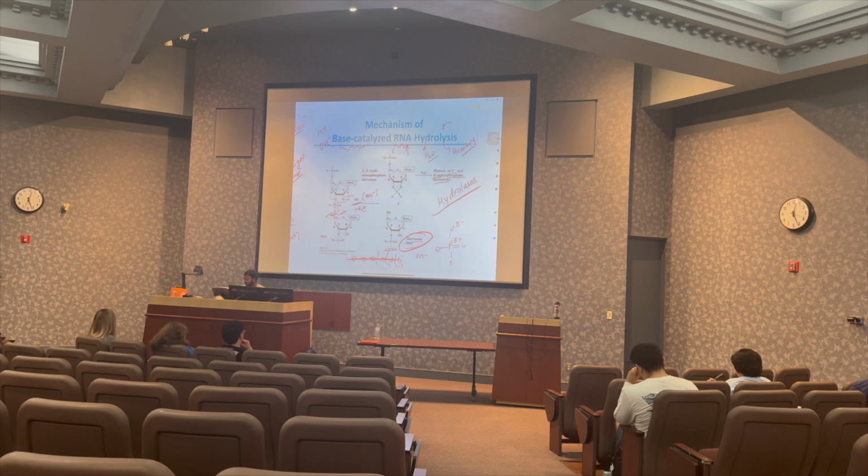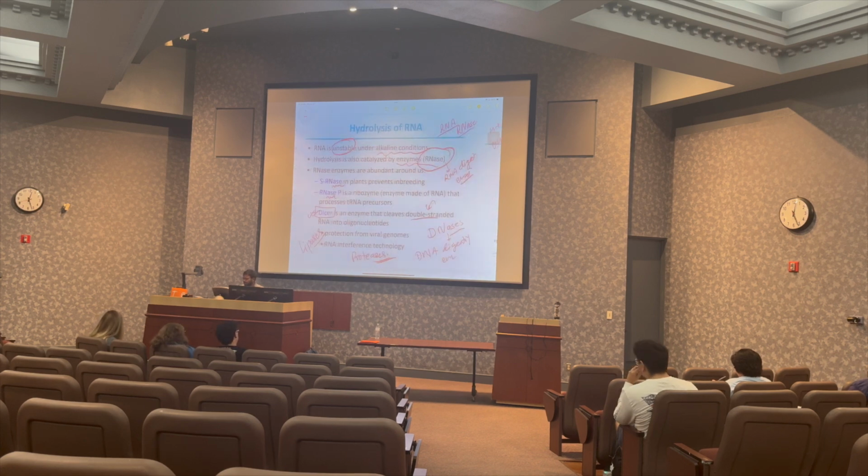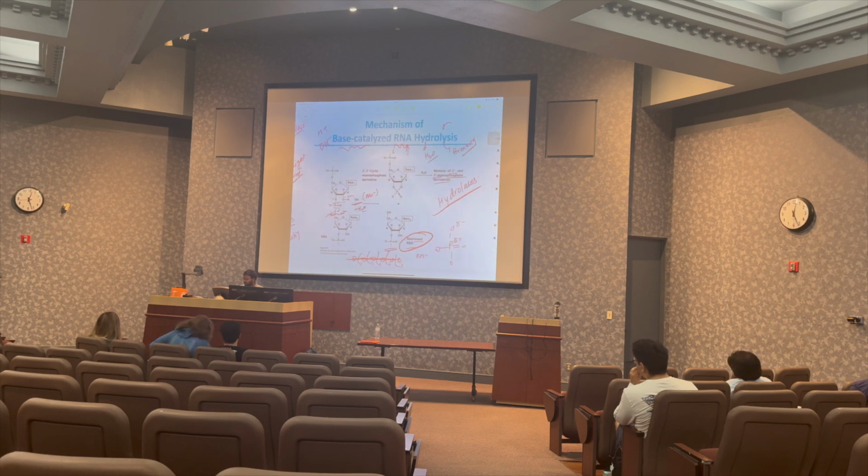Again, one nucleotide, then again one nucleotide, and so on. This is called base catalyzed RNA hydrolysis. We have this 2',3' epoxy-like intermediate, it's this kind of group, but the cleavage could be at this point or at this point, at the 2 or 3 position.